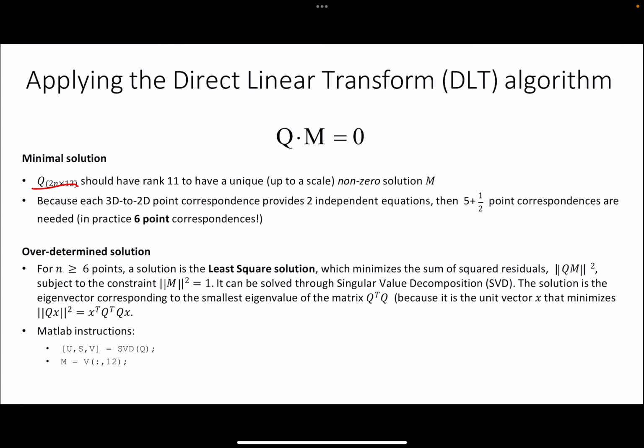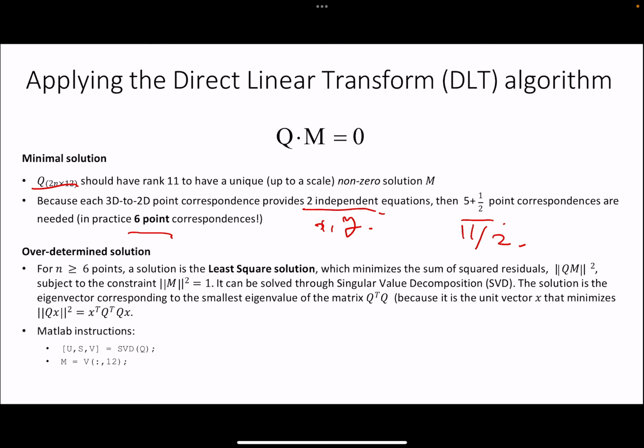And it should have rank 11 to have a unique non-zero solution M up to scale. Each 3D to 2D point correspondence provides 2 independent equations. 2 independent means the x and y equations. Then we only need 5 plus 0.5 point correspondences. This is just the rank divided by 2 independent equations, so we have 5.5 point correspondences. Then we take the integer, so in practice the minimal solution is that if we have 6-point correspondences, then we can get matrix M, right?